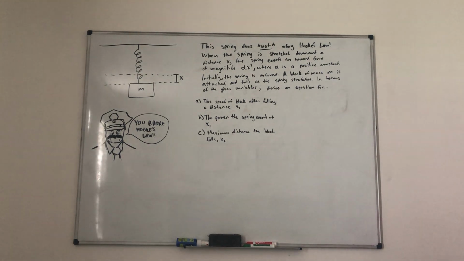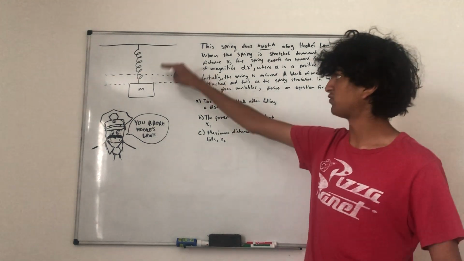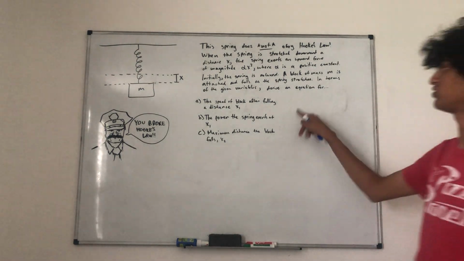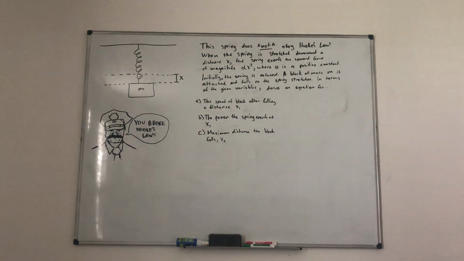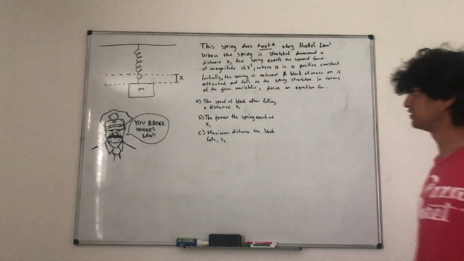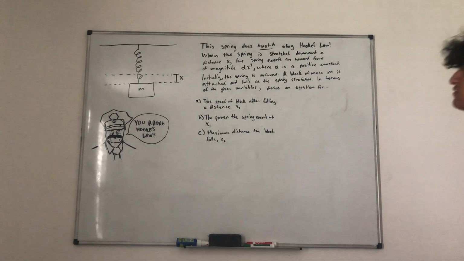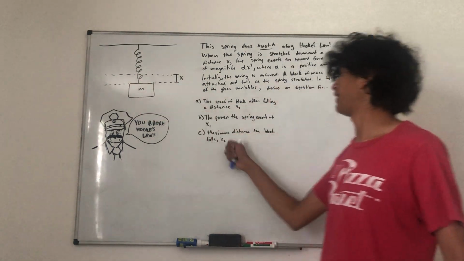In terms of given variables, derive an equation for the speed of the block after falling a distance x1, so after falling a certain distance, how fast it's moving, the power the spring exerts at that point, and then the maximum distance the block stretches. The maximum distance the block falls, we'll call that x2.